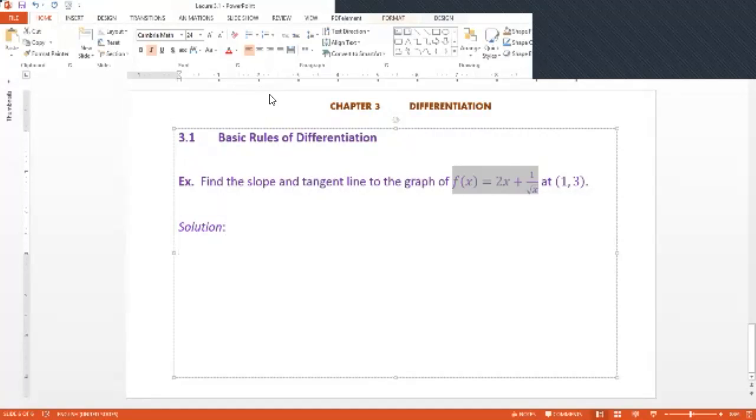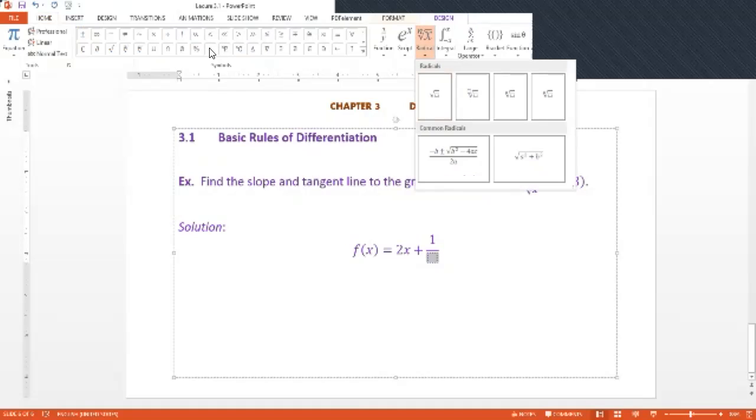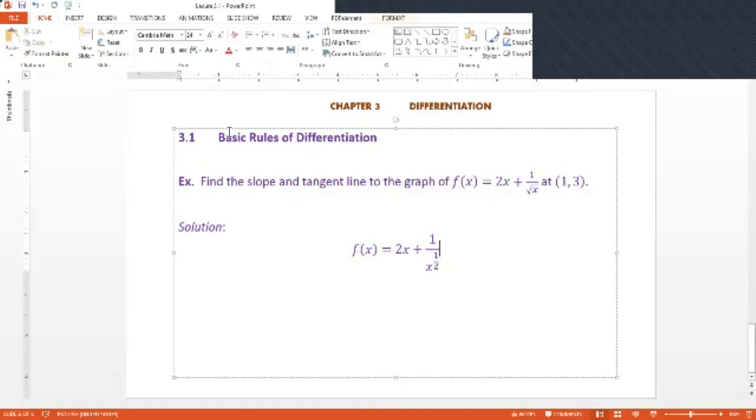First, we're going to rewrite this function a little bit, in exponential form. This function is 2x plus 1 over square root of x. In order to use the rules for differentiation, we're going to rewrite the square root of x as x to the 1/2. And you're going to see why we need that and how it will enable us to take the derivative of the function.